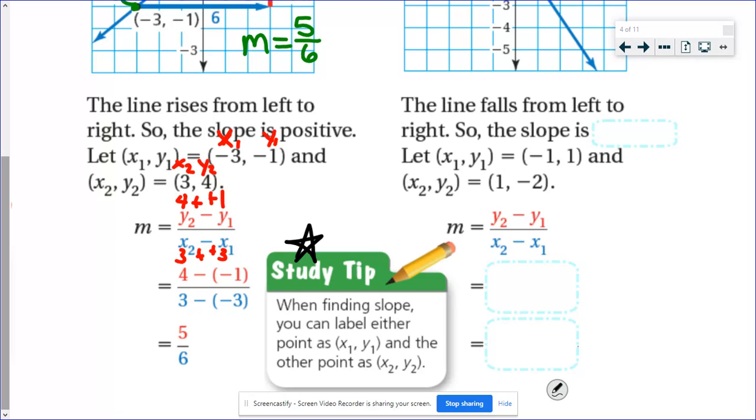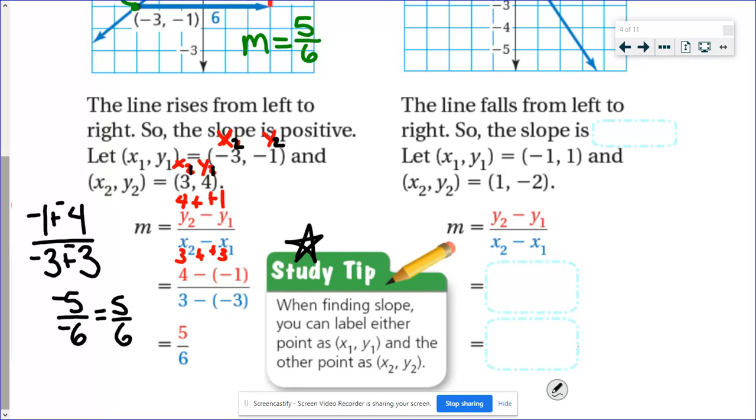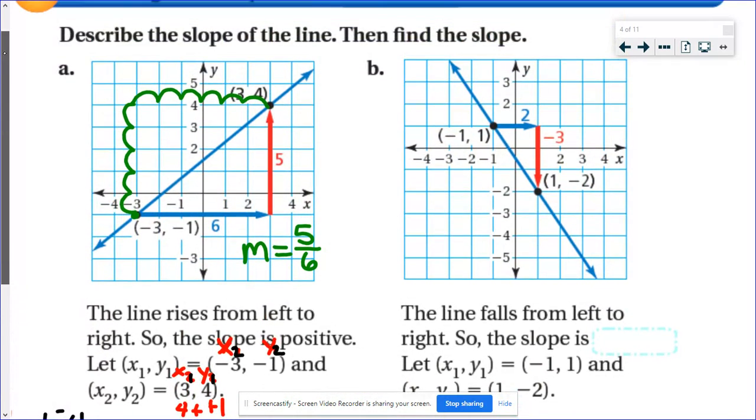So if I switched these to 1s and these to 2s, now my Y sub 2 is a -1. My Y sub 1 is 4, and we're subtracting, remember. My X sub 2 is -3 minus my X sub 1 is +3. If I do this, I'm going to get -5 over -6. And you guys know, two negatives are going to make a positive. I'm going to get the same answer. So it truly does not matter which ordered pair you have as your 1s and which ordered pair you have as your 2s. Now, taking a look at the second example.